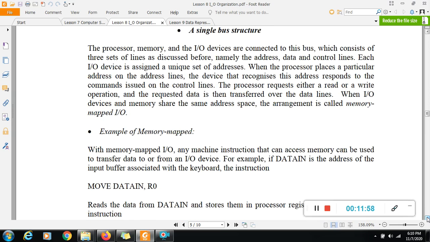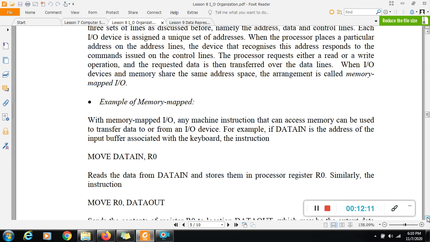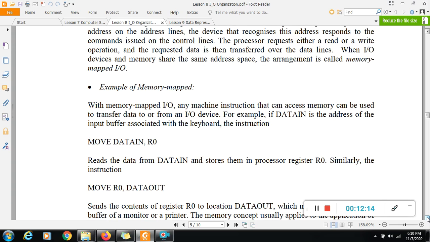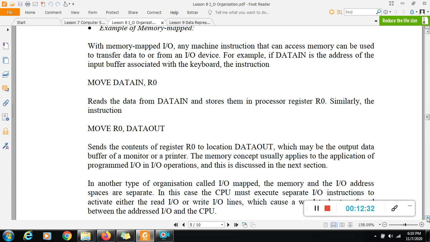With memory mapped I/O, any instruction that can access memory can be used to transfer data to or from an input-output device. For example, if DATAIN is the address of the input buffer associated with the keyboard, the instruction Move DATAIN, R0 reads the data from DATAIN and stores it in the processor register R0. Similarly, the instruction Move R0, DATAOUT sends the contents of register R0 to location DATAOUT, which may be the output data buffer of a monitor or a printer.